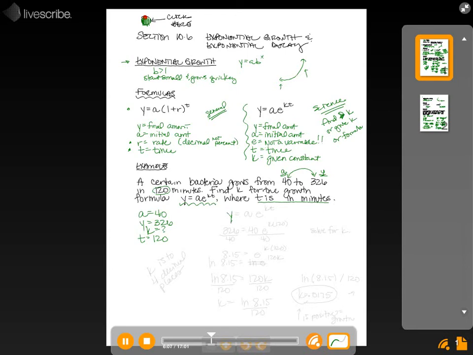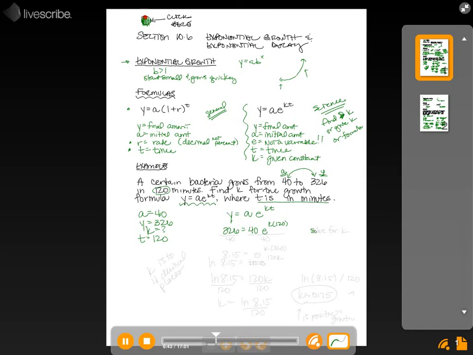And we're going to plug in what we know into our formula. Y equals AE to the KT power. So 326 equals 40 times E to the K times 120 power. Now, one thing I want to point out is that the KT only goes with the E. It doesn't include the A. The A is separate. And when we look at this problem, this is a problem you guys did something like in section 10.5. It's one that's got an E. You have to solve for the exponent. So you've done a problem like this before. It's not a new idea.